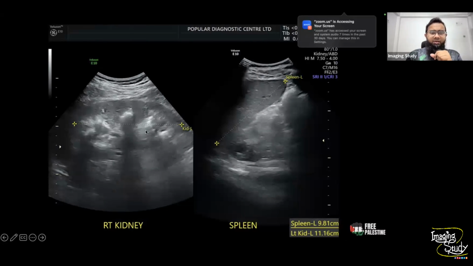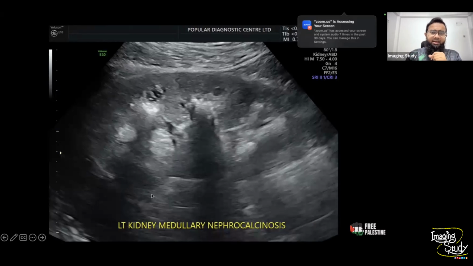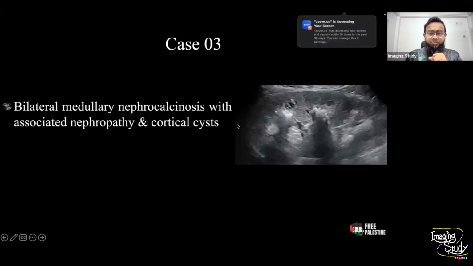Here you can see we have measured the kidney and it's 11 centimeters. So the size is quite normal, but the echogenicity and parenchymal damage are obvious. This one is the largest cyst of the left kidney, and it's around 16 millimeters. You can see the tiny echogenic flecks of calcifications within the medullary region, mimicking calculi. So this was a case of bilateral medullary nephrocalcinosis with associated nephropathy and cortical cysts.